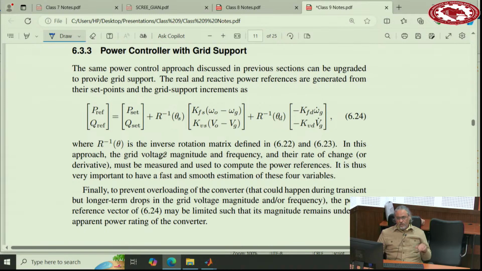Okay, now I combine everything together. I have some set points. I add static support, and I add dynamic support. And these are those matrices that I just talked about. So if my converter receives this as a reference and can give me these powers, this converter now is grid supportive. If the converter can provide these powers, it provides static support and dynamic support.